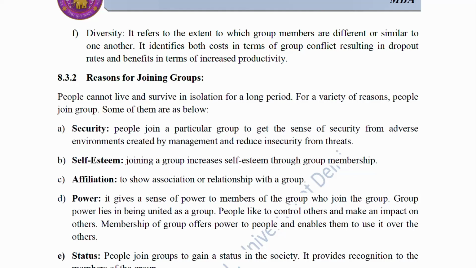Third, affiliation. To show association or relationship with a group. Fourth, power. It gives a sense of power to members who join the group. Group power lies in being united as a group. People like to control others and make an impact on others. Membership of a group offers power to people and enables them to use it over others.